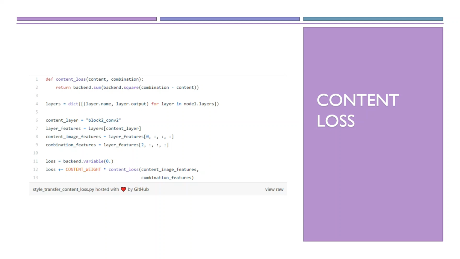Having our CNN model defined, let's define a content loss function. In order to preserve original content, we are going to minimize the distance between input image and output image.